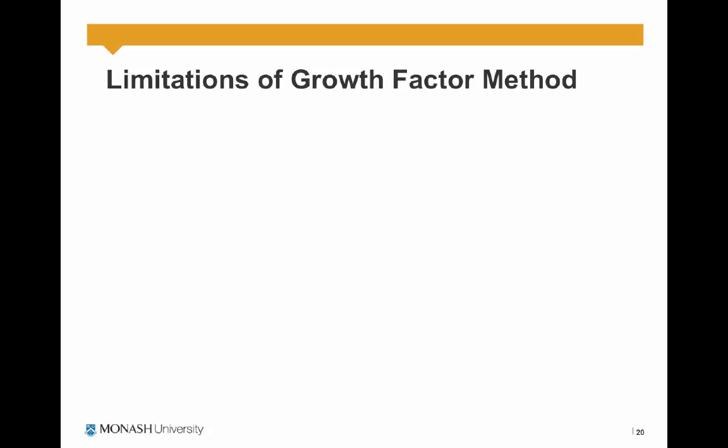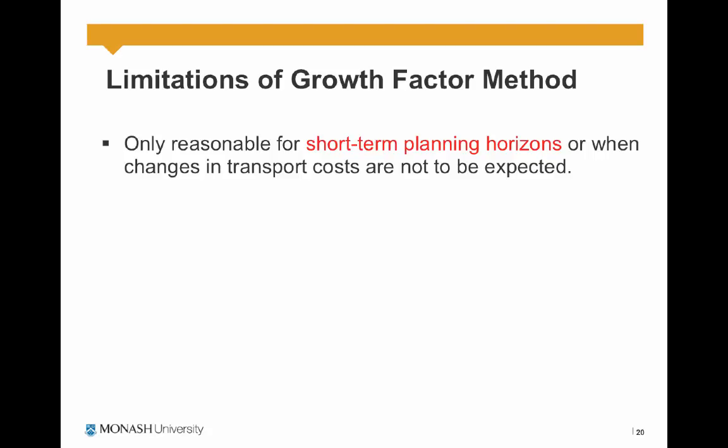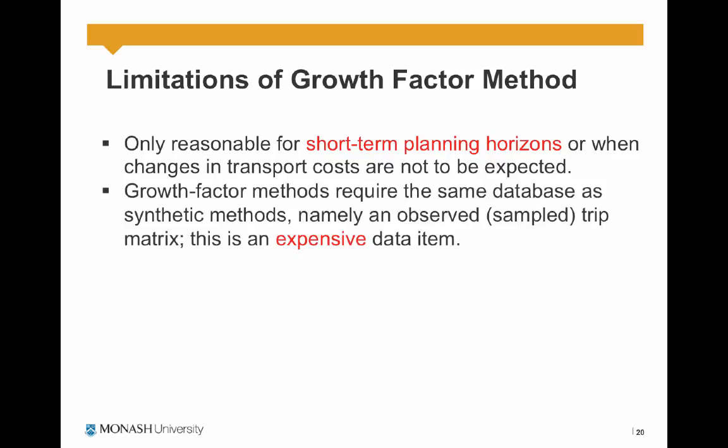There are a few limitations in the growth factor method. The growth factor method is only reasonable for short-term planning horizons or when changes in the transport cost are not to be expected. The growth factor method requires the same database as synthetic methods that we will cover for the rest of the lecture, namely an observed trip matrix, which is usually very expensive to obtain.